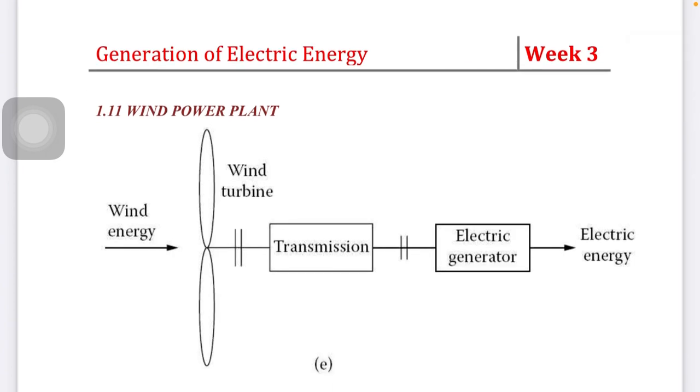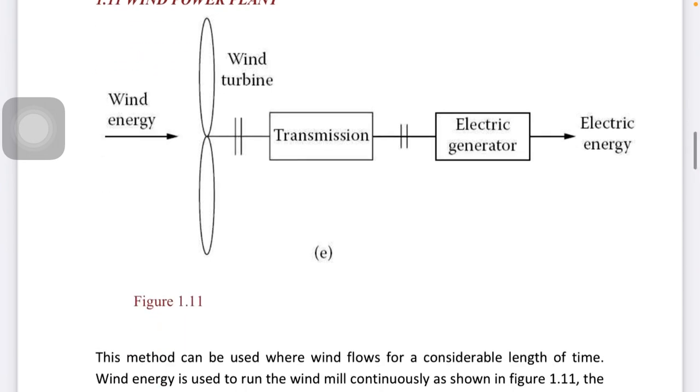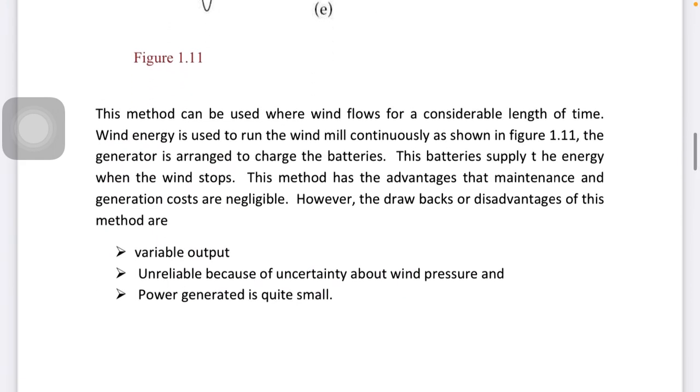Alright, we move to the next topic: wind power plant. As you can see from the diagram, wind energy is converted to motion, then to electricity. This method can be used where wind flows for a considerable length of time. Here you need a lot of wind. I need the wind to blow for a long time. Wind energy is used to run a windmill continuously.